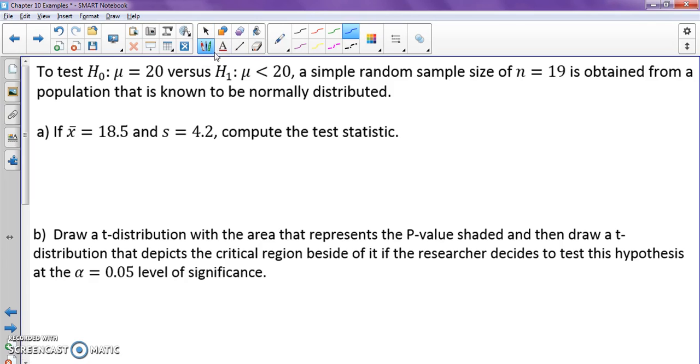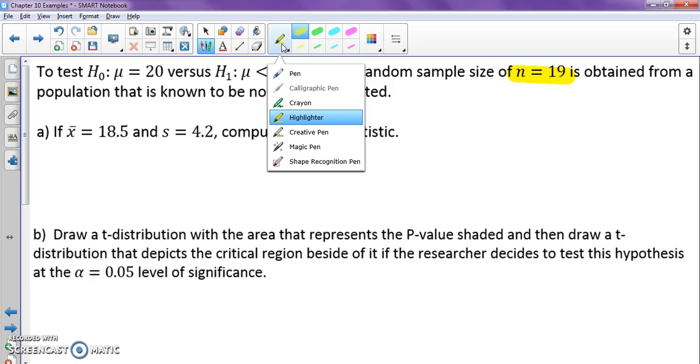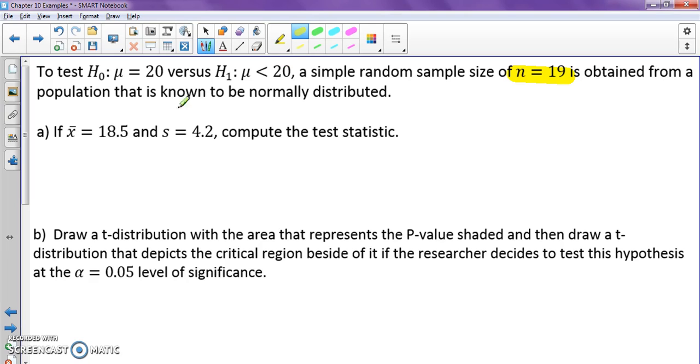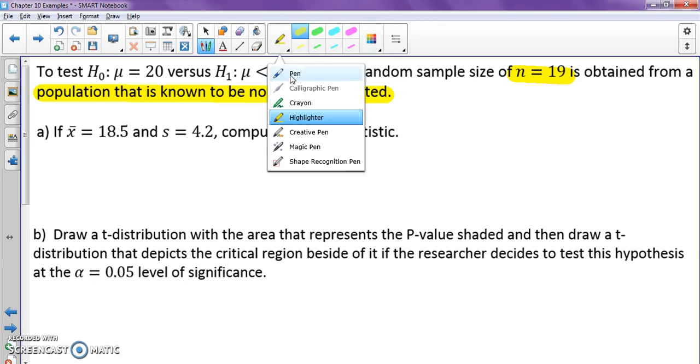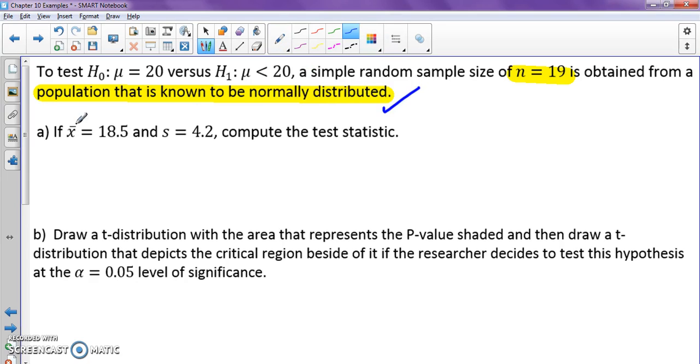So we first need to check our conditions. We notice that we have a sample size that is too small. Typically anything under 30 is too small. So then we need to make sure that we have a population that is normally distributed. It tells us we have a population that is known to be normally distributed, so we're good to go there. So we can compute our test statistic.